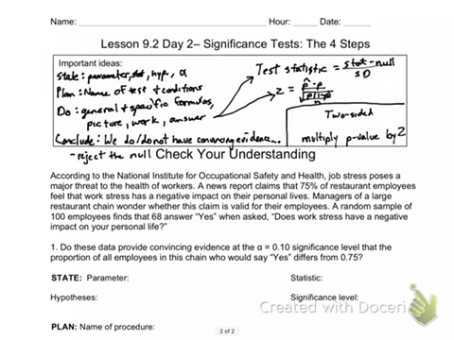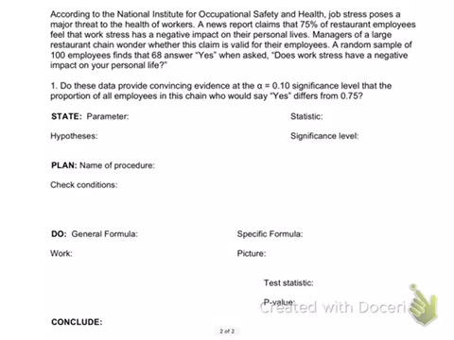Okay, so let me see real quick. Let's examine this next example. According to the National Institute of Occupational Safety and Health, job stress poses a major threat to the health of workers. A news report claims that 75% of restaurant employees feel that work stress has a negative impact on their personal lives. Managers of a large restaurant chain wonder whether this claim is valid for their employees. A random sample of 100 employees finds that 68 answer yes when asked, does work stress have a negative impact on your personal life? Okay, so there's the setup, there's the prompt.